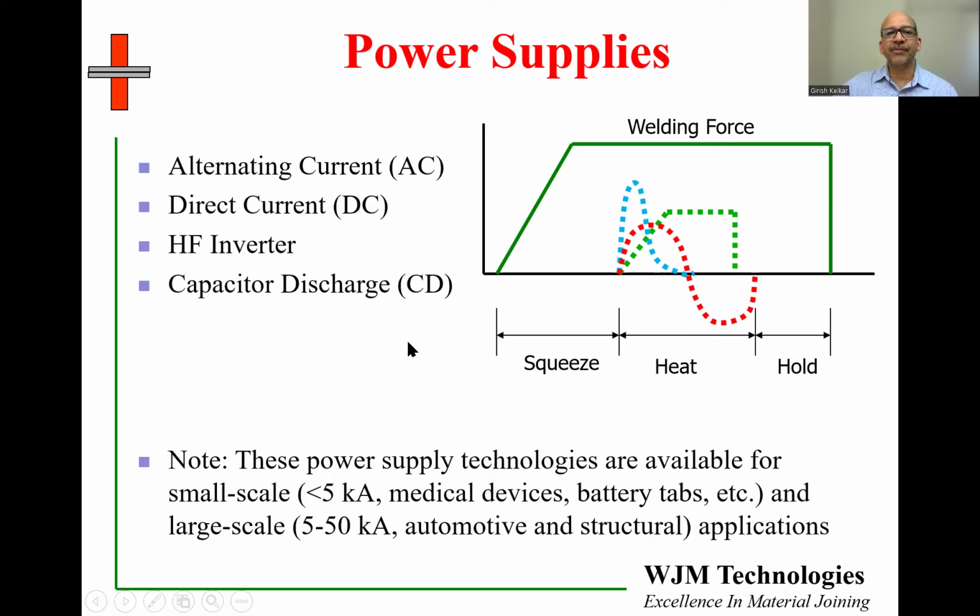These technologies can be divided into small scale and large scale. The distinction is kind of arbitrary. Less than 5 kiloamps would be defined as small scale, where the applications are a little bit different, the metallurgies are different, the size and shapes are different, and that's why it becomes a separate market. Here we have applications for medical devices, battery tabs, solar cells, and so on. The large scale tends to be more structural, for automotive and aerospace applications, where the current can be of the order of 5 to 50 kiloamps, but typically in the range of 20 to 30 kiloamps.